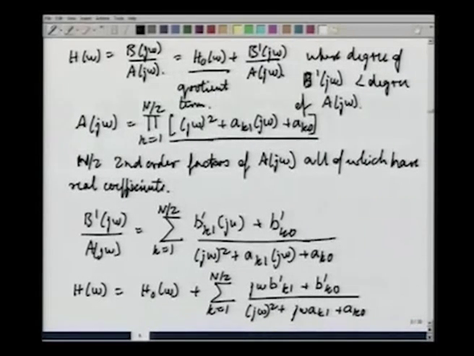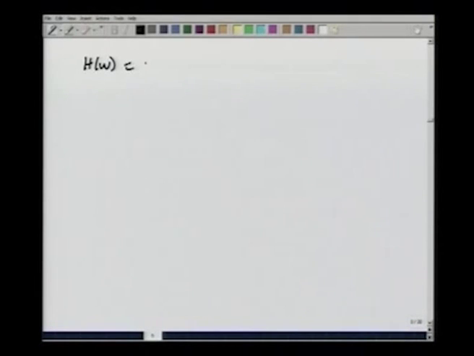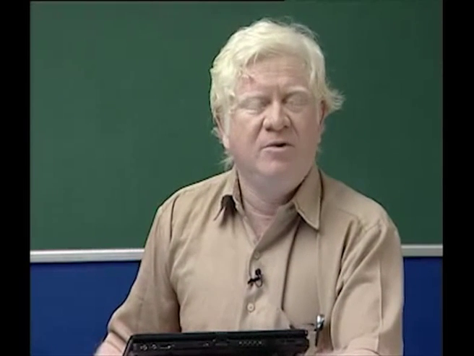Now, I will rewrite this as H of omega equals H0 of omega plus summation k equals 1 to n by 2 of Hk of omega. Of course, these Hk's are not the same as the Hk's we got in the cascade form. They are quite different, because these are essentially partial fraction terms, whereas there we had second order rational polynomial factors. So, okay. Now, we have this.